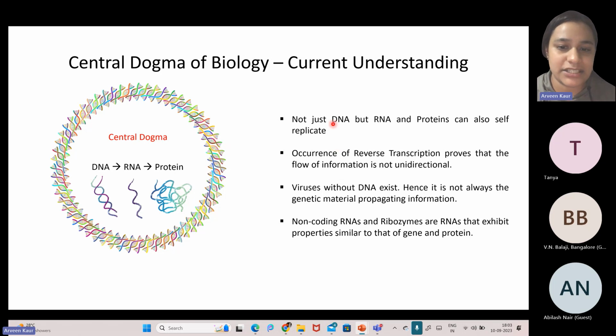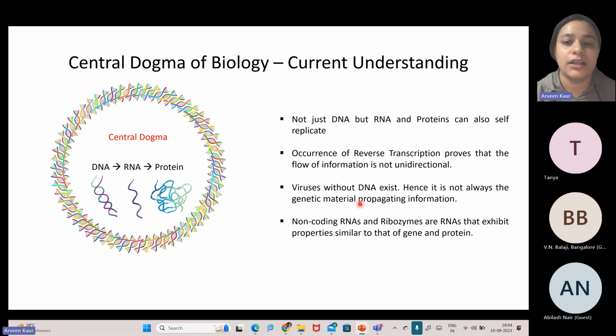Instead, what is true is that not just DNA, but even RNAs and proteins can self-replicate. Apart from this, the occurrence of reverse transcription proves that the flow of information is not unidirectional, right? Even from RNA, DNA could be formed. Viruses can exist without DNA, and hence it is not always the genetic material that propagates the information. Also, there are non-coding RNAs and ribozymes which exhibit properties similar to either a gene or a protein, right?